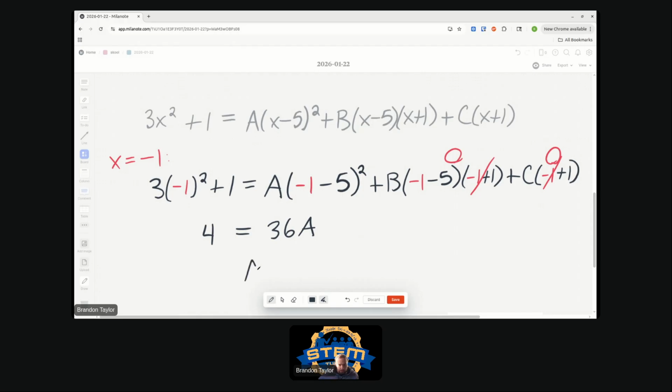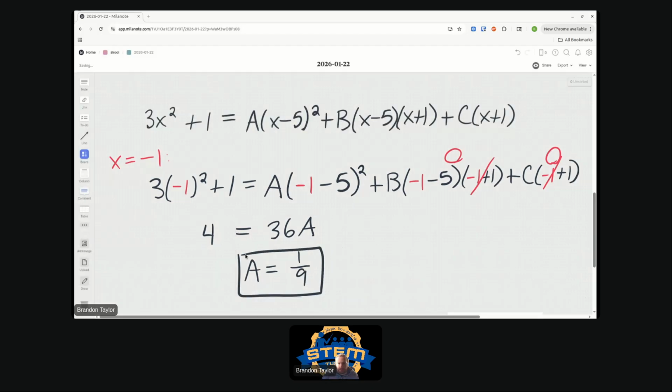So when you solve this, what did we just learn? We learned that A is equal to 4 over 36. If we simplify that, I think that'll be 1 over 9. So there you go. Hopefully that makes sense.